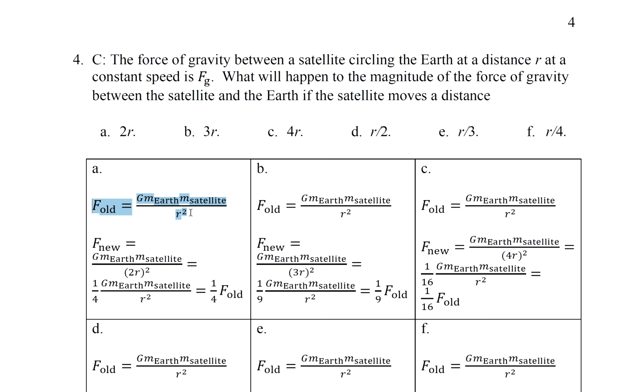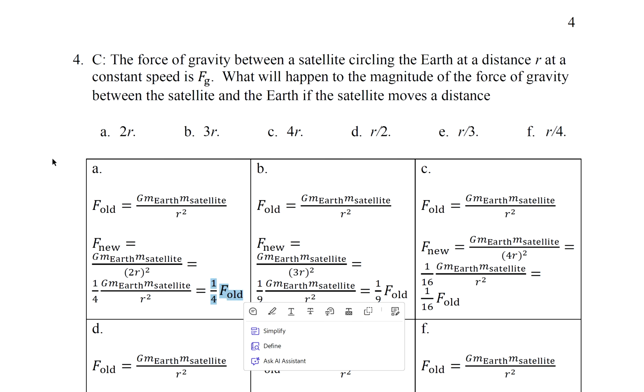So F old, we have G m m over r squared. F new, r becomes 2r. So now we get a 1 over 4 as a fraction in the denominator. So now the force of gravity is only 1/4 the original force.